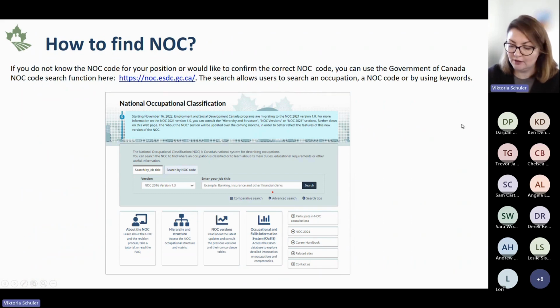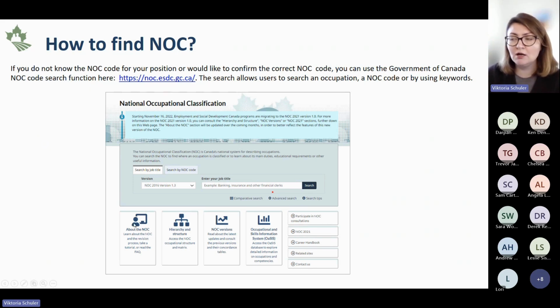The other thing, when you're talking about the NOC and when the NOC is assessed by Service Canada, is that they are not looking at the job title. The job title is secondary. The most important is the list of job duties, and the list of job duties should be consistent with the NOC.